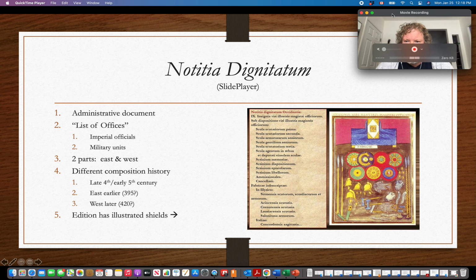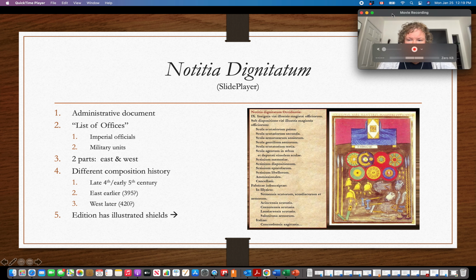We don't know entirely how it was made, when it was made. There are two parts to it. There's an eastern part and a western part to correspond to the two parts of the empire. The eastern part dates to about 395, the western part to about 420. The 395 eastern part seems to be pretty accurate for that year, based on studies that have looked into the specific situation in Egypt, for which we have good evidence. The western one is a little more wishy-washy. Who it was for, who it was by, and so on, is harder to say.